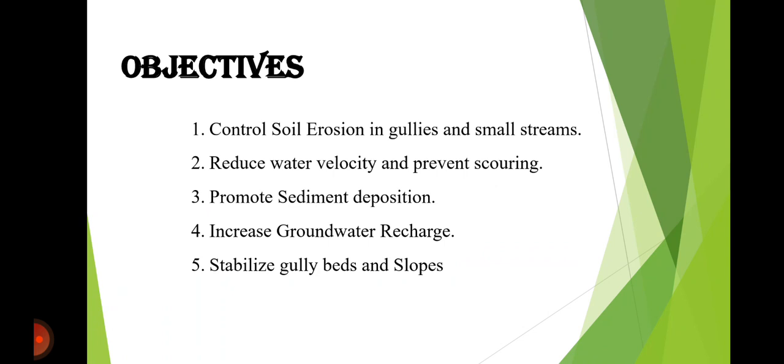The main objectives are to control the soil erosion in gullies and small streams, to reduce the water velocity and prevent scouring, to promote the sediment deposition, to increase the groundwater recharge, to stabilize the gully bed and the slope.